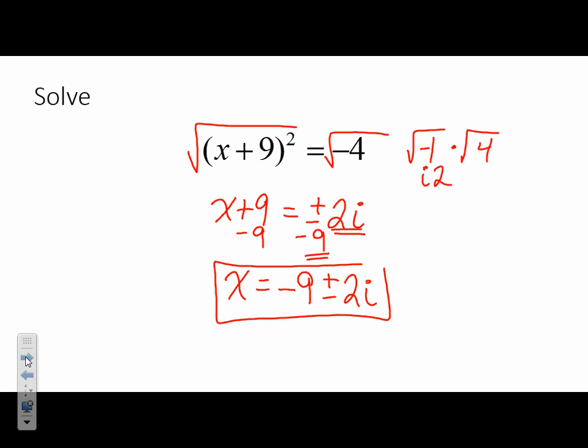This is my final answer. A real number part plus an imaginary number part. These are 2 complex numbers. Okay, there's my third example on how to go ahead and use i when we solve. We'll be taking a closer look at that in days to come.